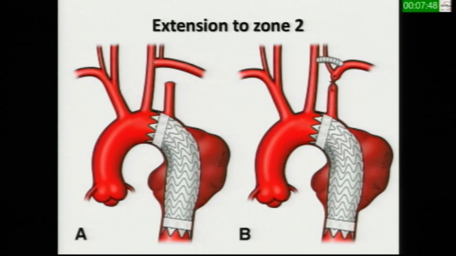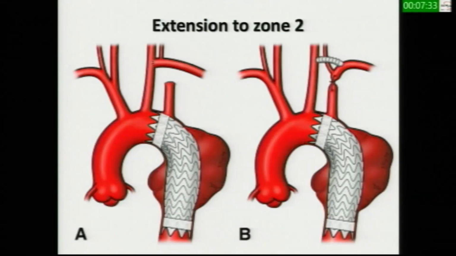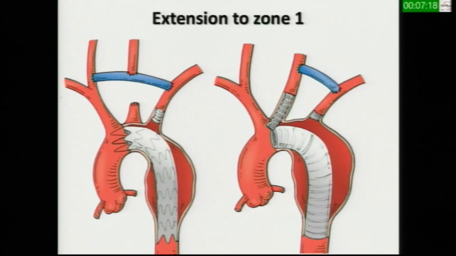This is how to extend the TEVAR device into zone 2 by doing a left subclavian to left carotid artery transposition or carotid subclavian bypass. We have some complications like phrenic nerve injury, which occurs in 4% of cases, but there was no association with death, myocardial infarction, or transient ischemic attacks.